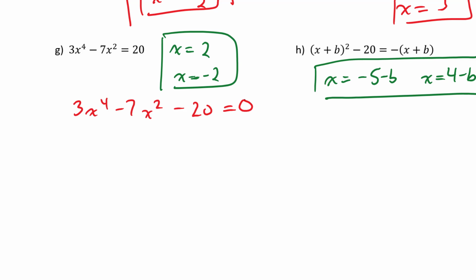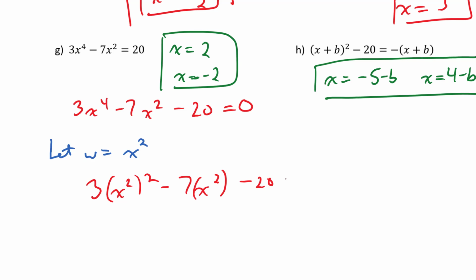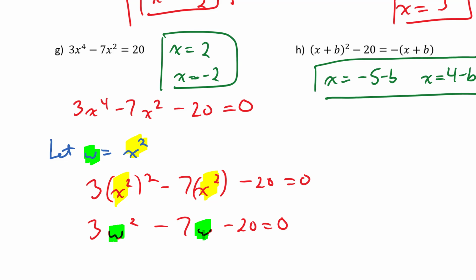What I can do is I can do substitution. Remember substitution? Let w equal x squared. So when I do that, this would be x squared squared minus 7x squared minus 20 equals 0. So I can take my x squared and replace it with my w. Let's do that on the next line. 3w squared minus 7w minus 20 equals 0. Again, I've replaced x squared with w.